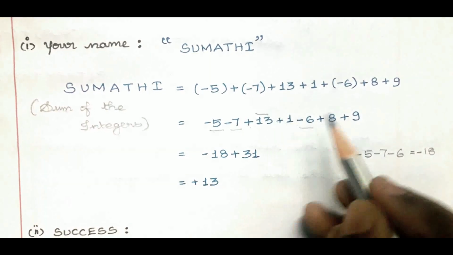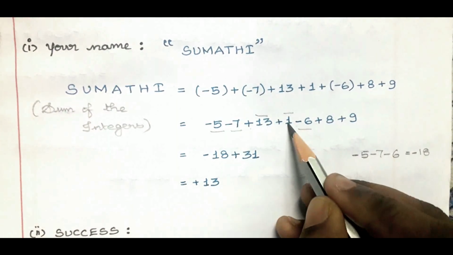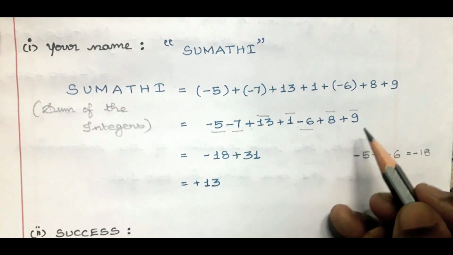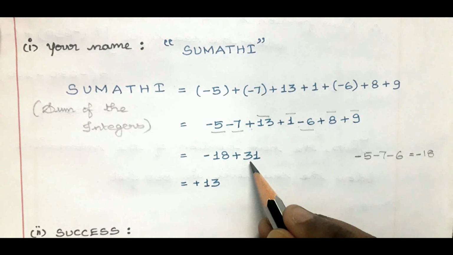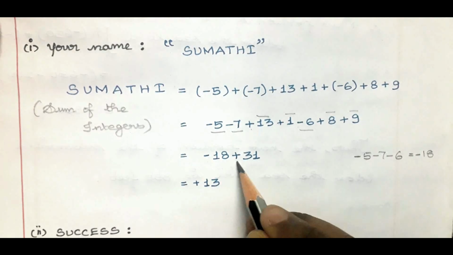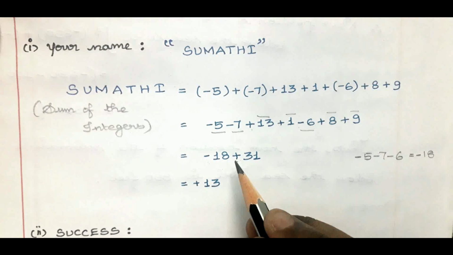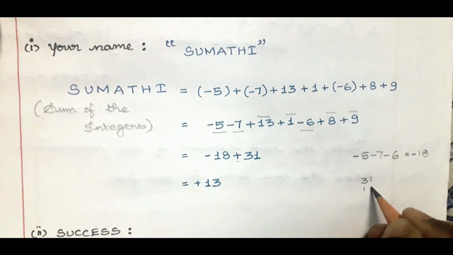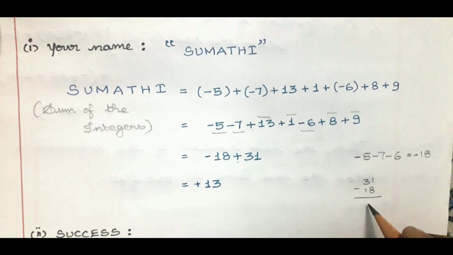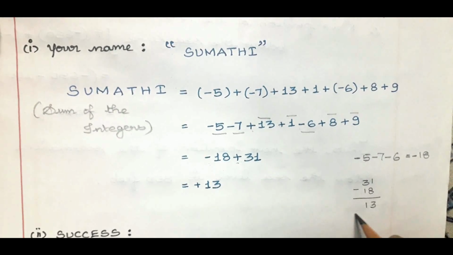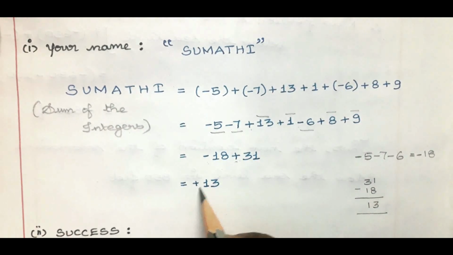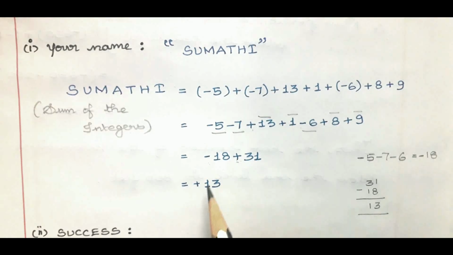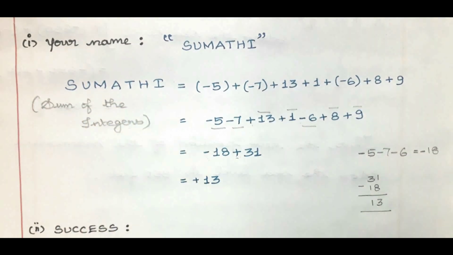Next, 13 plus 1 is 14, 14 plus 8 is 22, 22 plus 9 is 31. So we got the answer as 31. Now both the signs are different, so what we have to do? We have to subtract. When we subtract 31 and 18, we get 13. So plus 13, since the bigger number has the sign plus, therefore the answer is plus 13. This is the sum of the integers of the word Sumati.